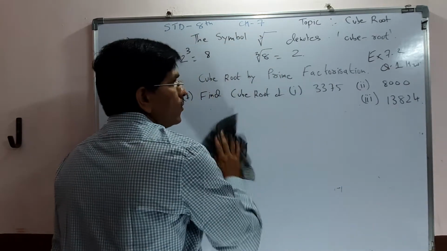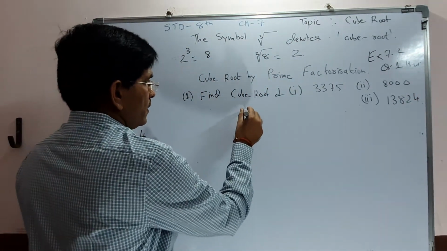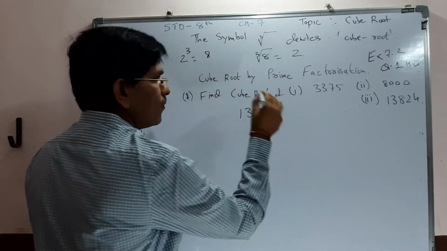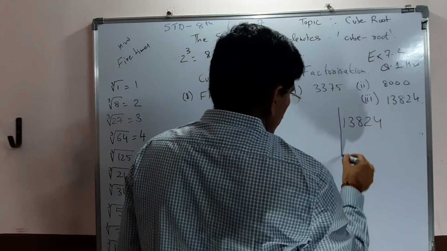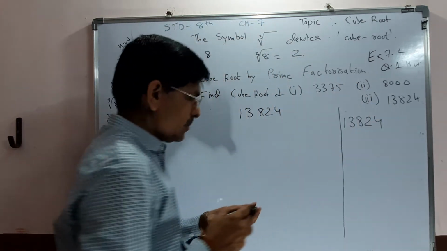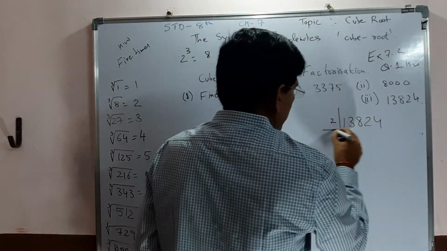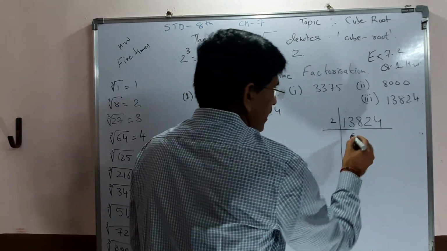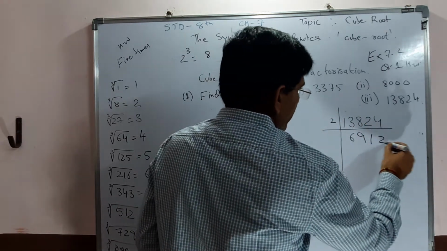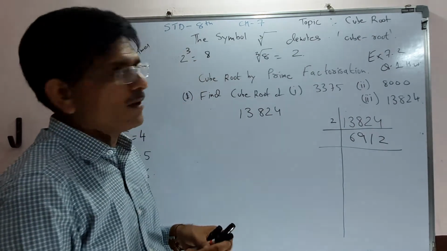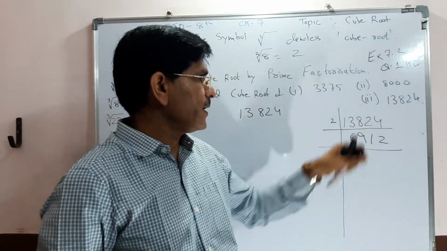And I am explaining now the third sum, that is 13824. So I have to write 13824. Now we have to start, because unit place is 4, so we can do it by 2. 2 6s are 12, 18, 2 9s are 18, 2 1s are 2, half. 13,000 half is 6,500, 800 half is 400, and 24 is 12.